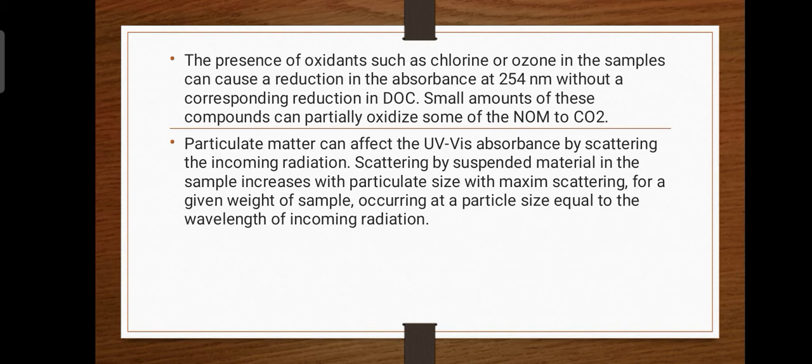So the presence of oxidants, such as chlorine or ozone, in the samples can cause a reduction in the absorbance at 254 nanometers without the corresponding reduction in the OC. These small amounts of those compounds can partially oxidize some of the NOM to carbon dioxide. So in the process, less aromatic and absorbing byproducts are formed.